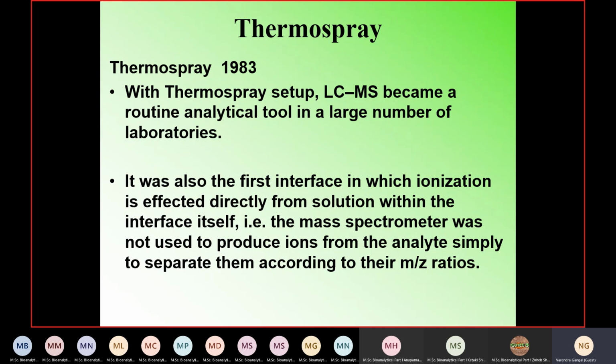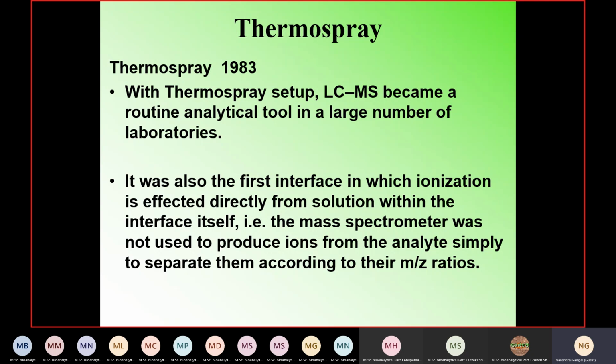They go to the ionization source and then followed by the mass analyzer. So here in thermospray, the first interface, ionization also is done directly from a solution. So you do not need a separate interface like a transfer line in GCMS. You don't need this. So this is the ionization source, which is an interface also and which generates the ions also. So this was the first interface in which ionization is effected directly from the solution within the interface itself.